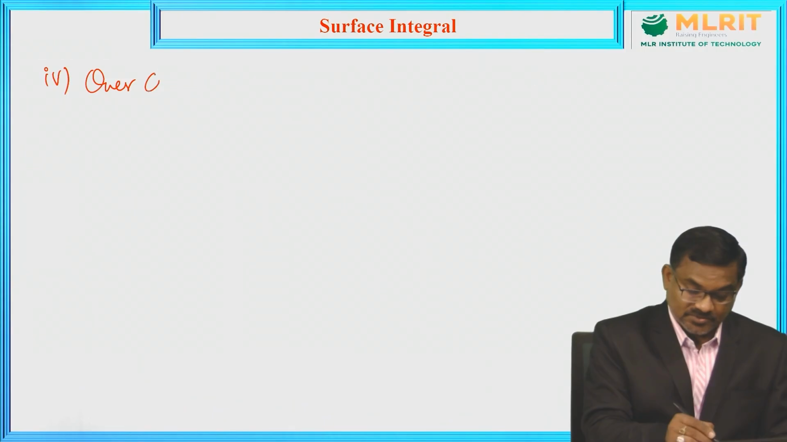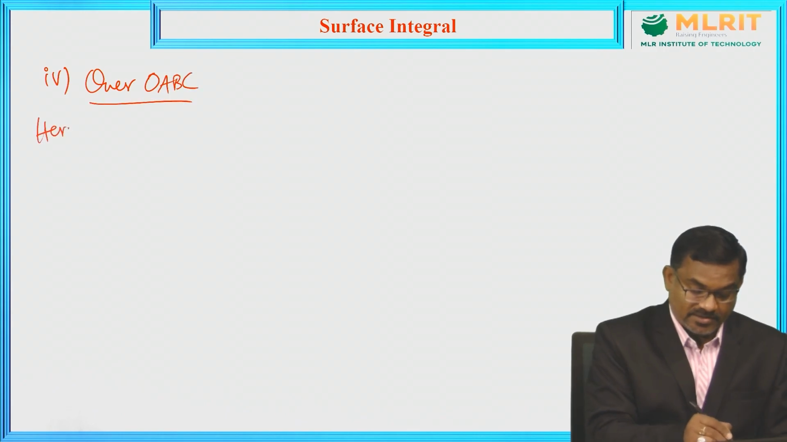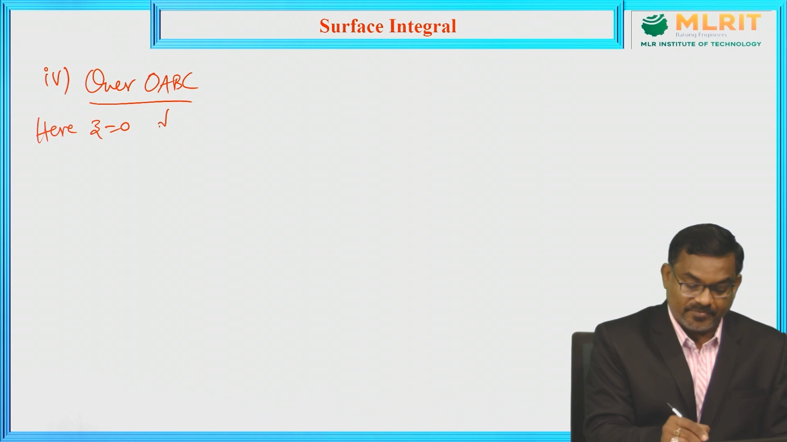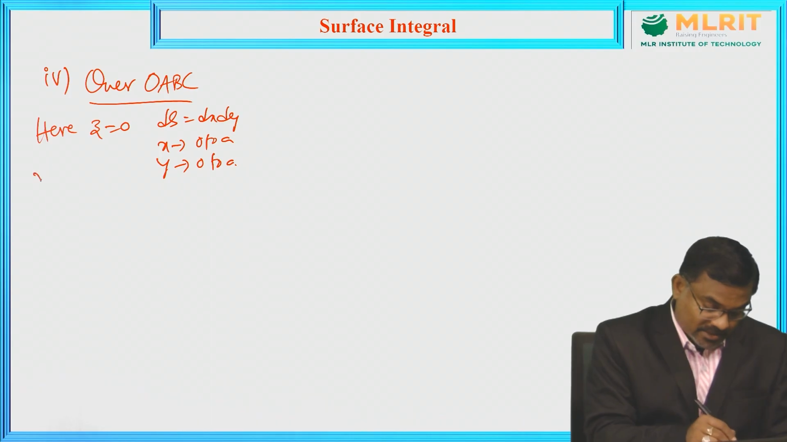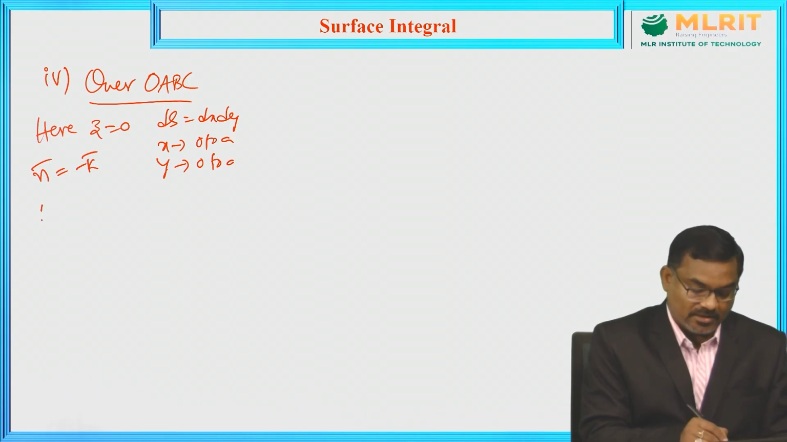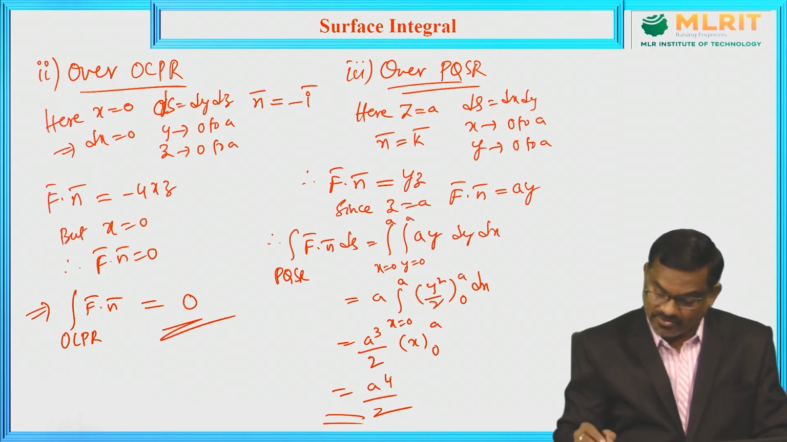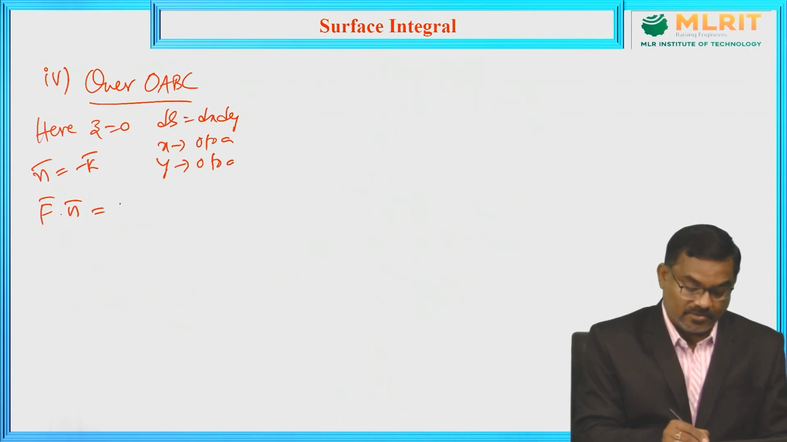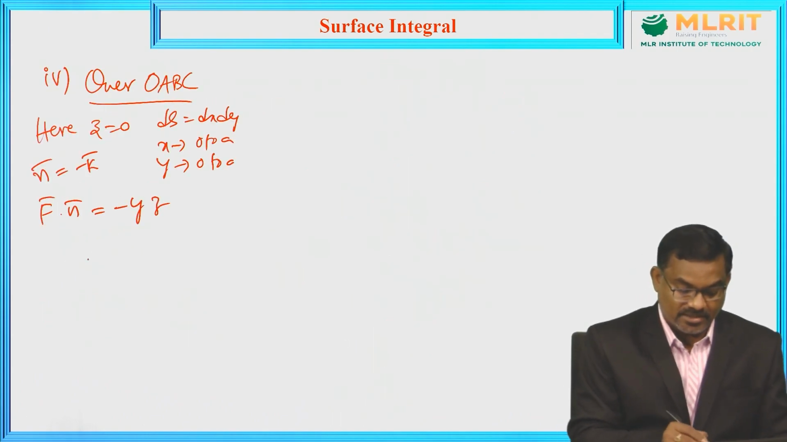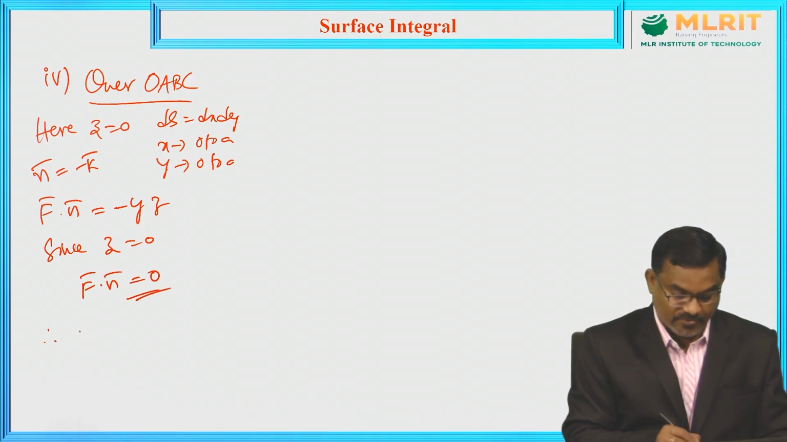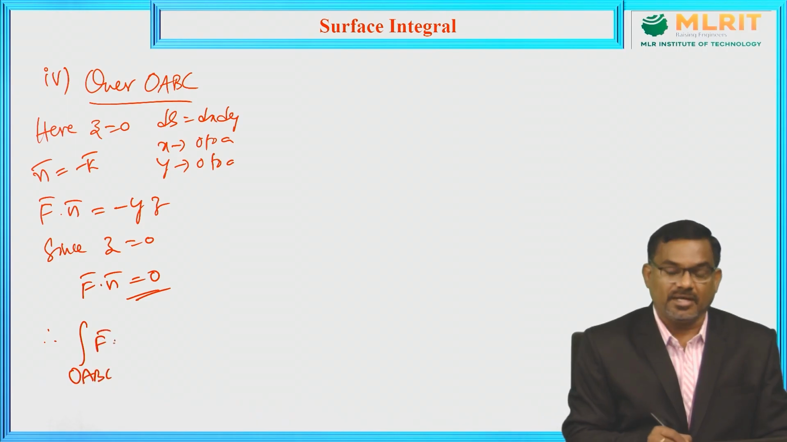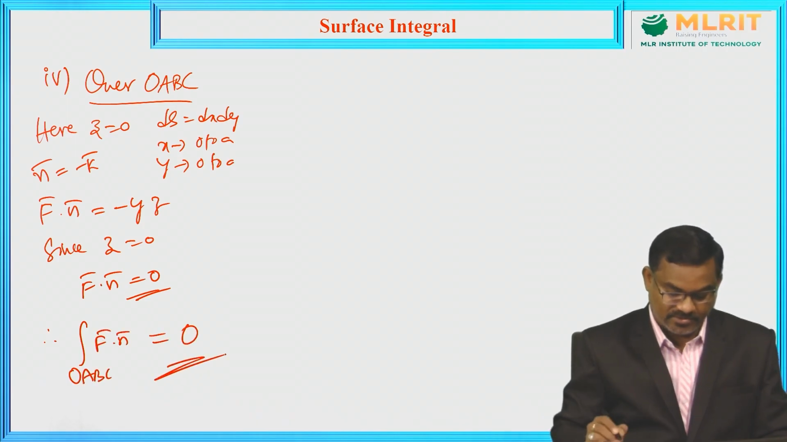So, OABC. Here, since the origin is there, z is 0, ds is the same dx dy, x from 0 to a, y from 0 to a, and n bar is minus k bar, and f bar dot n bar is, just now we have calculated f bar dot n bar as yz, so with the negative axis, minus yz. Since z is 0, f bar dot n bar is 0. Therefore, over the face OABC, f bar dot n bar ds is 0.